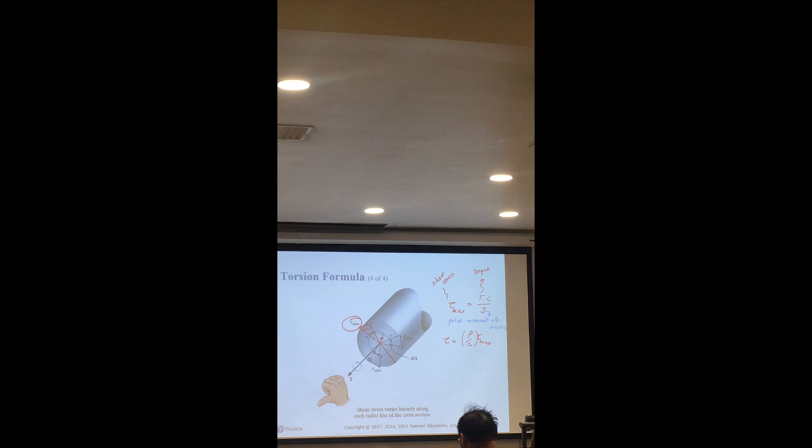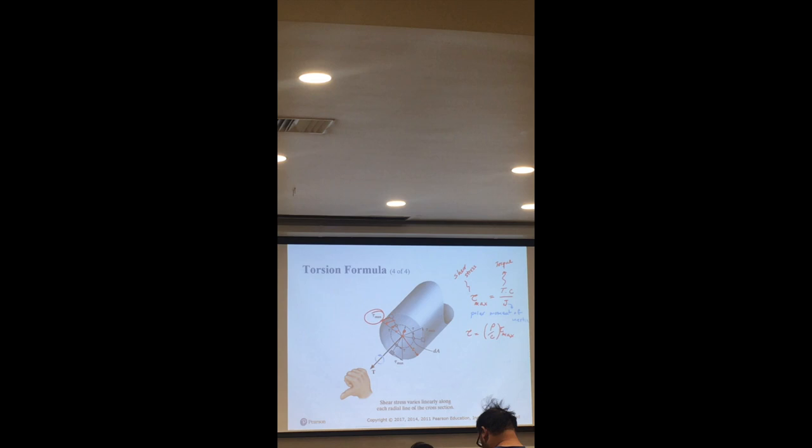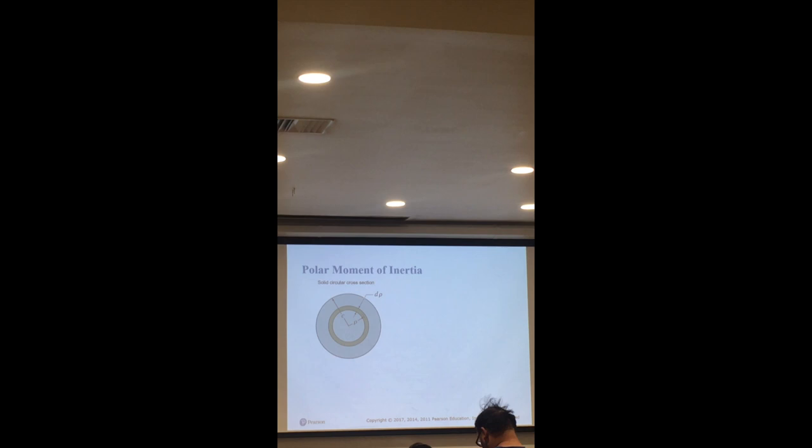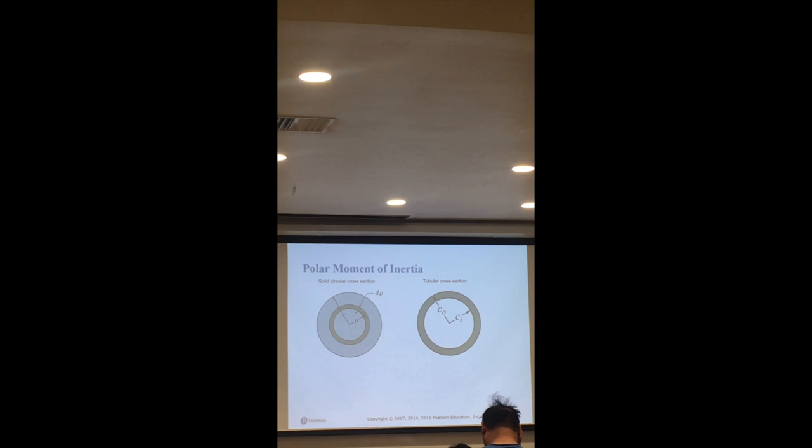Okay, good. Now, what was J again? Remember we calculated J, and we had it especially for two different things. Remember, this was about shaft and design of shafts. In a lot of cases, we have circular cross-sections, right? But we have two different types of them. One is solid circular cross-section, like you see on the left. And one is tubular, so it's like a hollow cylinder, right?